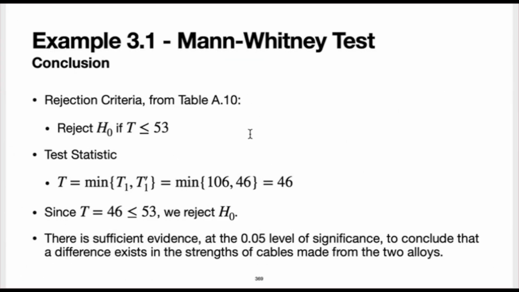All right, now remember the rejection criteria from table A10 was to reject the null hypothesis if the test statistic T is less than or equal to 53. And since our test statistic T is 46, the rejection criterion is satisfied, and so we reject the null hypothesis. And so we would say there is sufficient evidence at the 0.05 level of significance to conclude that a difference exists in the strengths of the cables made from the 2 alloys. So we're concluding that a difference does exist in the distribution of strengths of cables made from the 2 alloys.